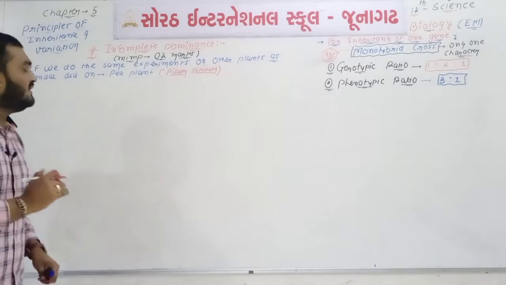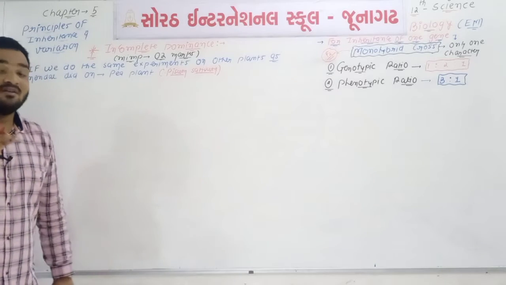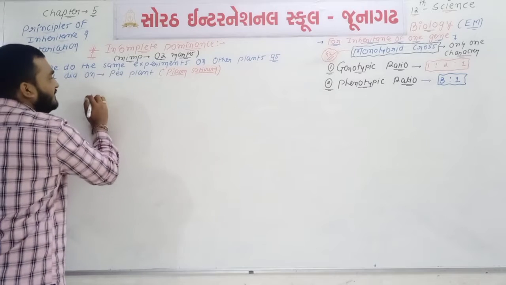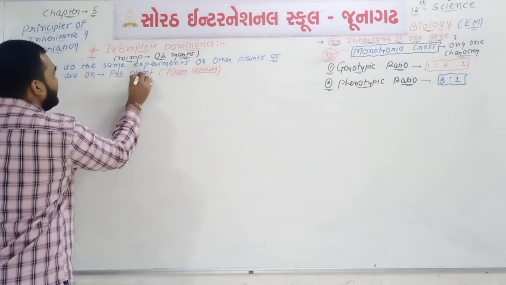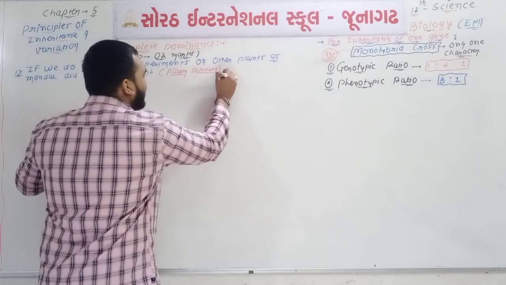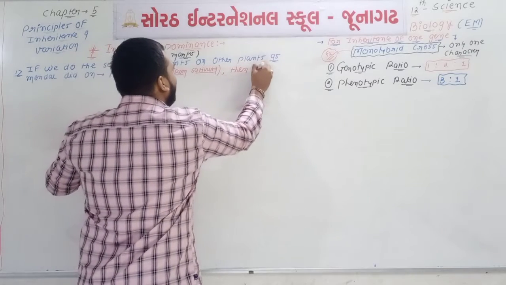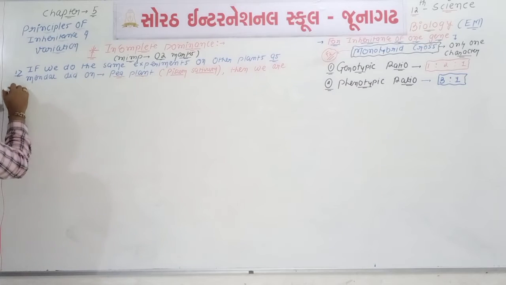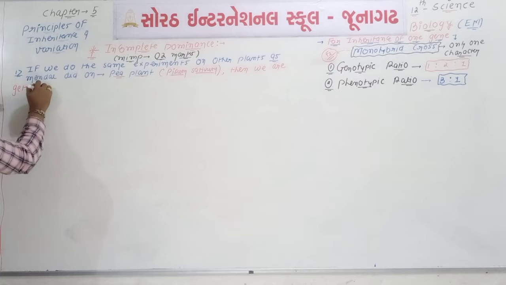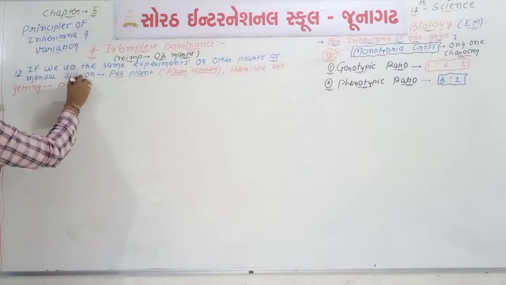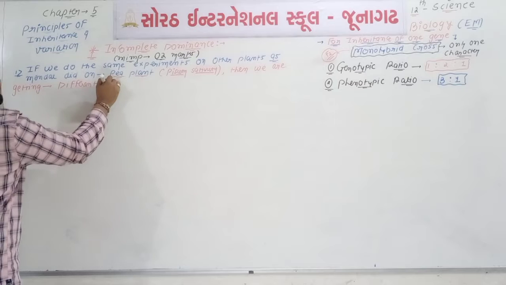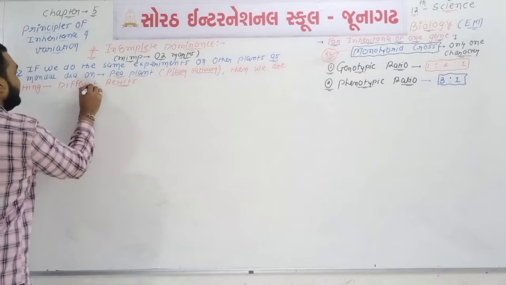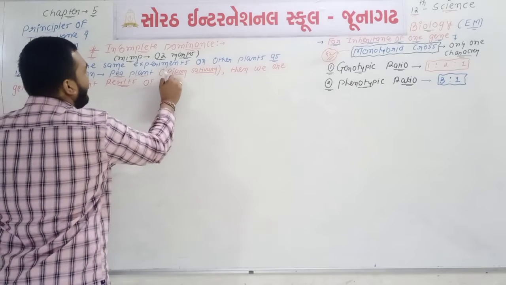See, we are doing what? We are doing the same experiments. We are doing the same monohybrid cross which was done by Mendel. Mendel did this experiment on the pea plant, which is known as Pisum sativum. Then we will get different results. We are getting different results of the monohybrid cross.